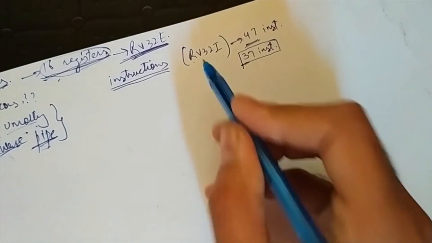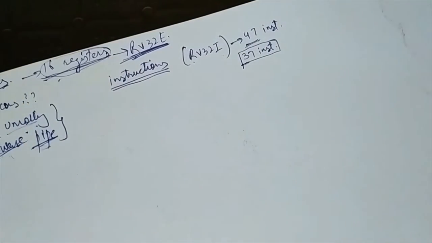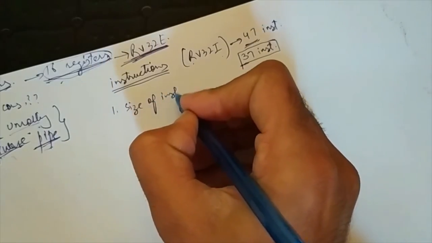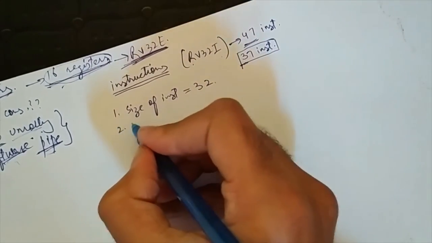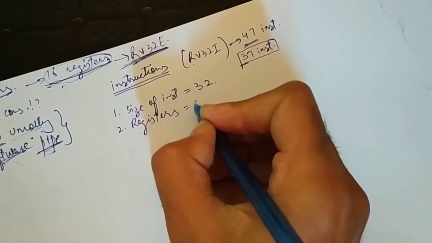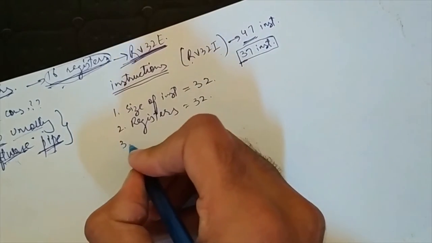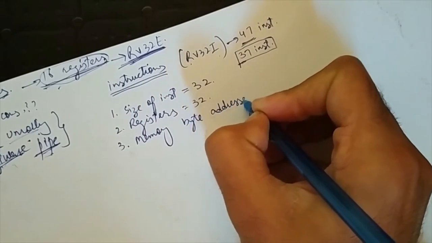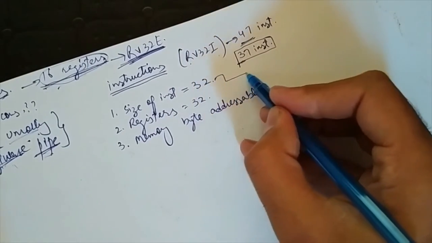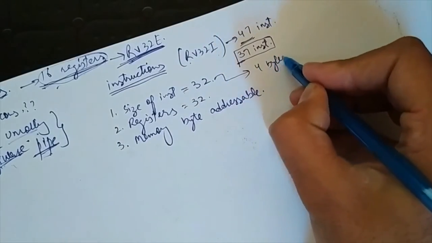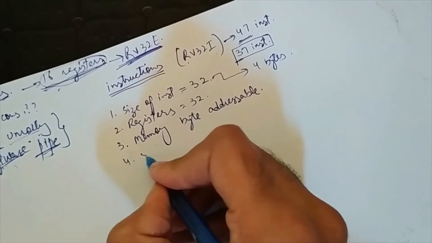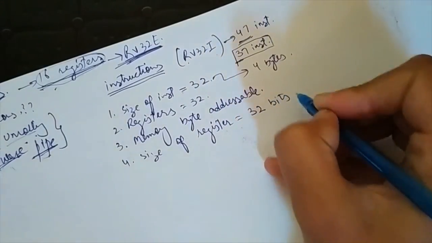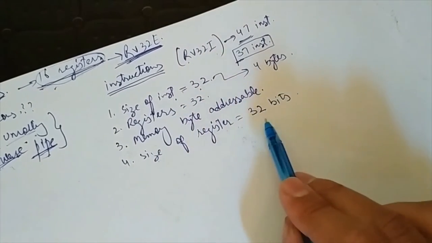Before discussing those instructions, let me summarize the different features of RV32I. First is the size of instructions. The size of every instruction is 32 bits. Second, registers. How many registers are there? There are 32 registers. Third, memory is byte addressable. How many bytes does an instruction occupy? A single instruction occupies 4 bytes. And the size of every register? The size of every register is 32 bits. So each instruction is 32 bits and each register is 32 bits.